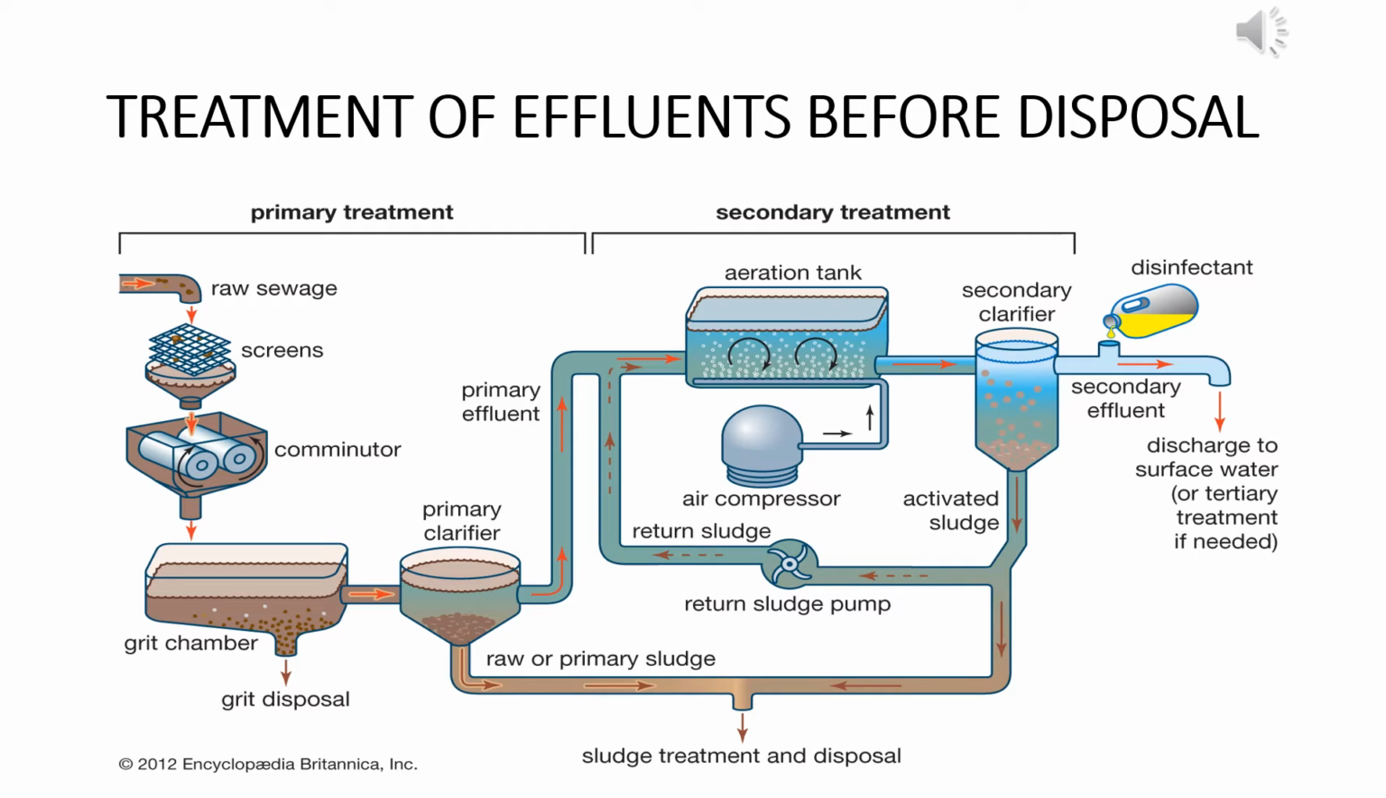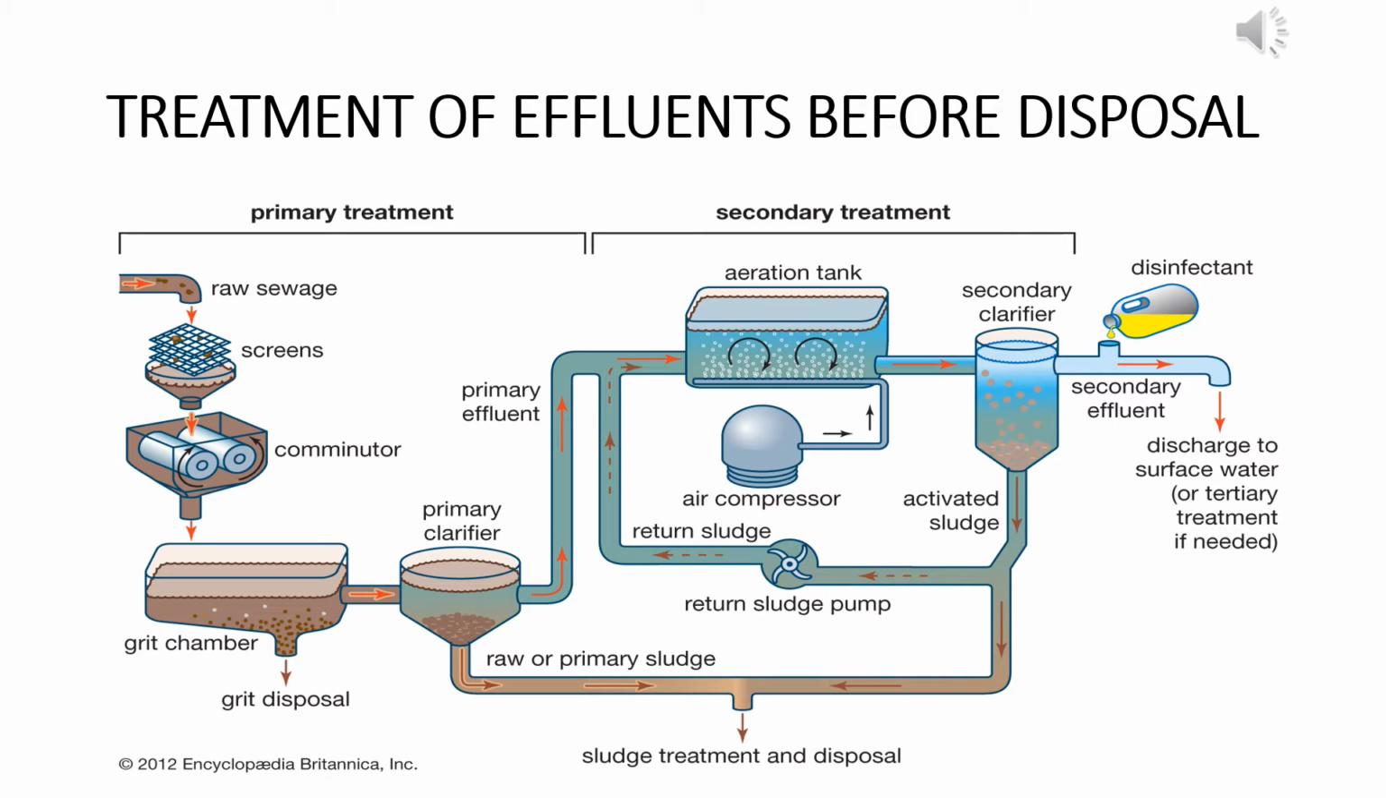First, in the primary treatment, the raw sewage or the effluent from the industrial and municipal wastewater is passed through some screens, and that screen is used to remove the bigger sized waste materials from the sewage or effluent. Bigger sized waste materials means the rocks and the sands and the gravel, etc. Then they pass to the comminutor. The comminutor is going to further shred the bigger particles into smaller ones so that they can pass through the further steps. The third one is the grit chamber.